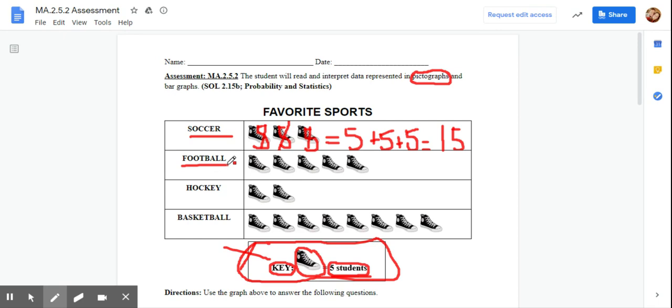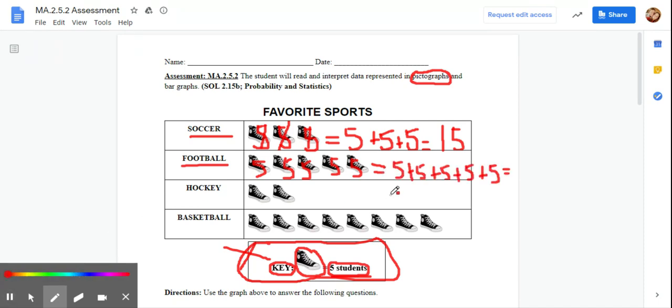Let's look at football. When I see each shoe, what should I write or label on each shoe? That's right. According to the pictograph, every shoe represents 5 students. So I'll come through and I will write 5 to represent the number of students on my pictograph. And then I will come up with a numerical number sentence to represent my thinking to solve the problem of how many students picked football as their favorite sport.